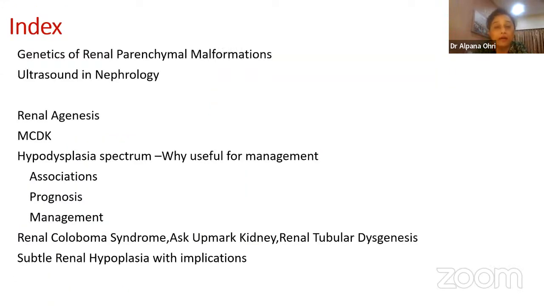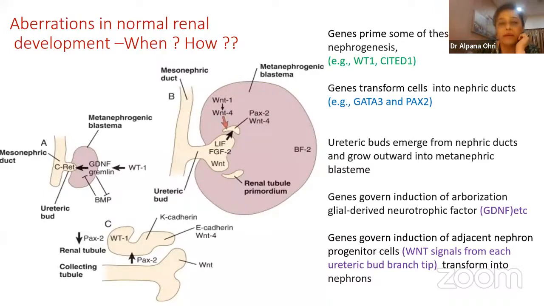So in my talk, I would be talking about genetics of renal parenchymal malformations associated with reduced mass, ultrasound in nephrology, renal agenesis, MCDK, which is the prototype of the renal dysplasia-hypodysplasia spectrum, and why it's useful to consider it as a spectrum, associations of the spectrum, prognosis, and management. I would also be talking about a few types of isolated renal hypoplasia, like renal coloboma syndrome, Ask-Upmark kidney, and renal tubular dysgenesis. And then I would be coming up to another topic, which is a surprise.